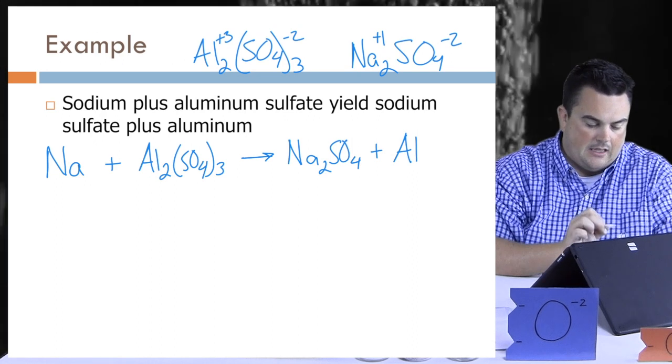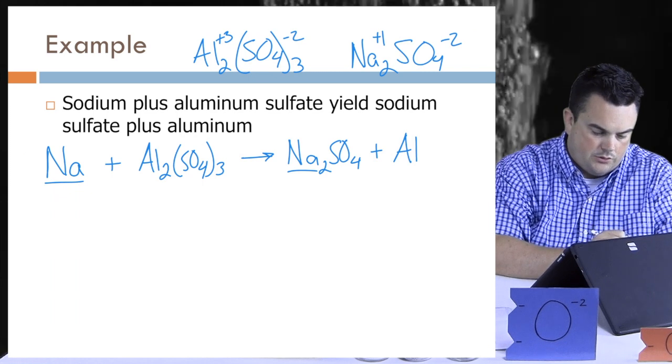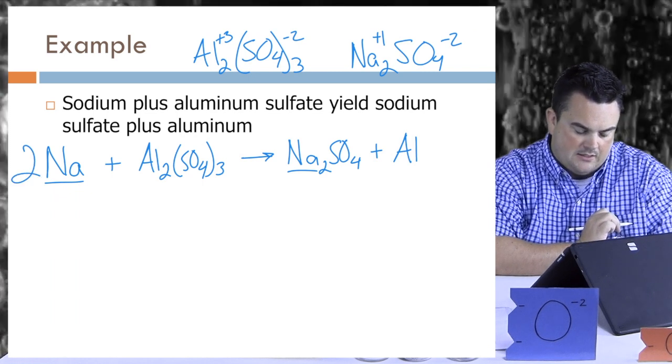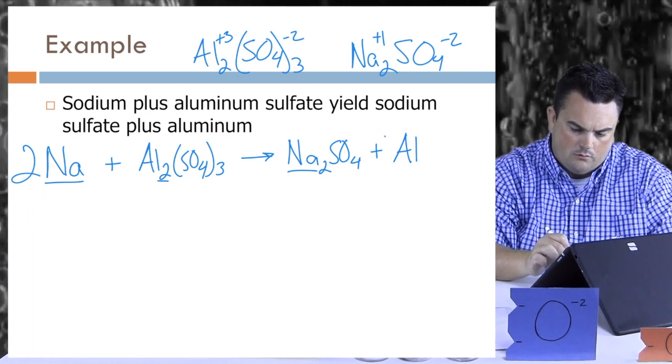All right. So I got 1 Na on the left. I've got 2 on the right. So I'm going to put a 2 there. Good. Next element I see is aluminum. I've got 2 on the left. So I'm going to put a 2 there.